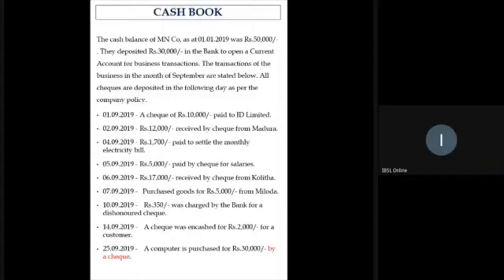Then they have given some transactions, and I would like you all to do a small correction in the last transaction. That is on 25th September 2019, where it says a computer is purchased for rupees 30,000 by a check. You have to add that part.